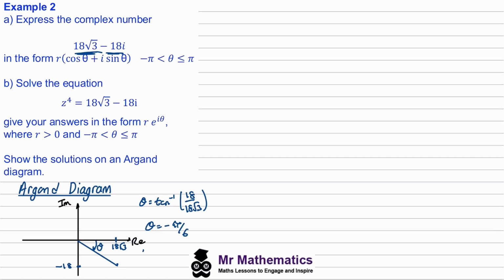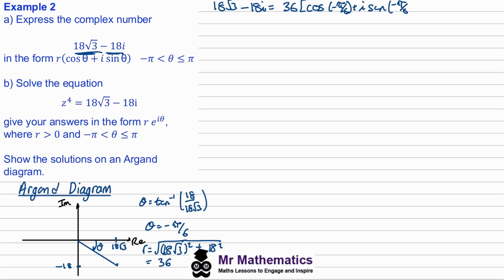And then the radius will be the square root of 18 root 3 squared plus 18 squared. And this is 36. So in modulus argument form, 18 root 3 minus 18i we can write as 36 times the cosine of the argument plus i sine of negative pi over 6. Okay?